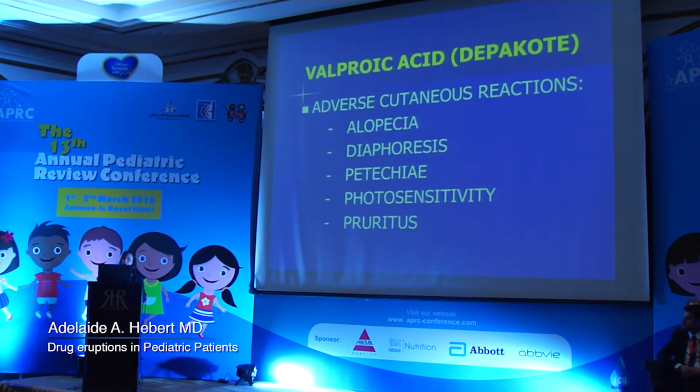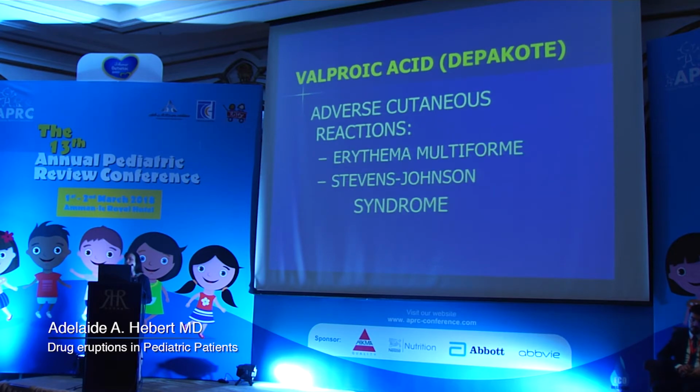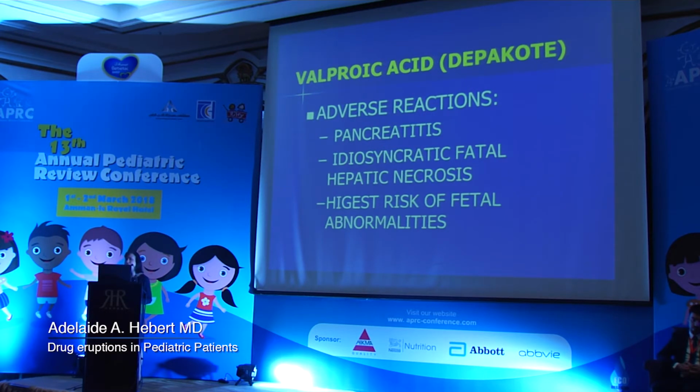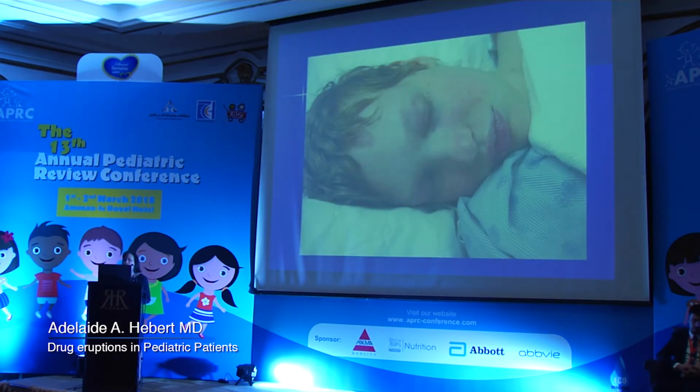The adverse cutaneous reactions include alopecia, excessive sweating, photosensitivity, and itching. They can indeed get erythema multiforme and Stevens-Johnson, even though this is not considered an aromatic anti-epileptic agent. You need to be aware that valproic acid can also lead to pancreatitis, idiosyncratic fatal hepatic necrosis, and it has the highest risk of fetal abnormalities if prescribed during pregnancy.